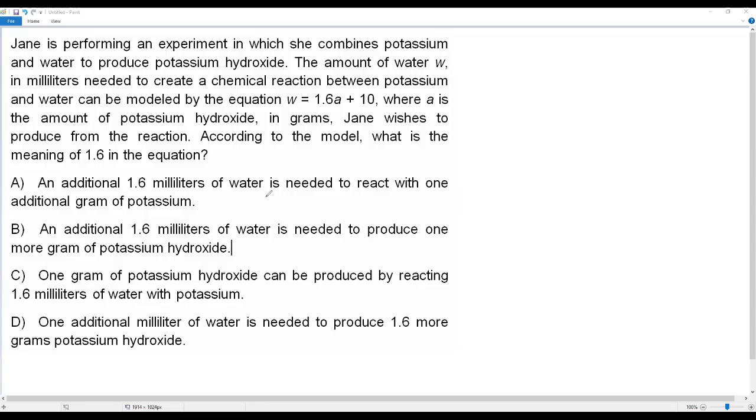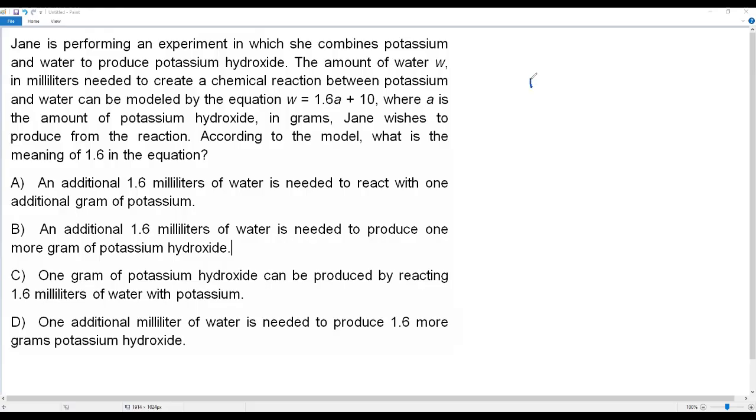Okay, when I go over the answer choices, every answer choice is talking about the amount of water required to produce potassium hydroxide. So since each option is talking about the amount of water in milliliters required to produce potassium hydroxide, we have to solve for W in this equation for some value of A, because W represents the amount of water in milliliters.